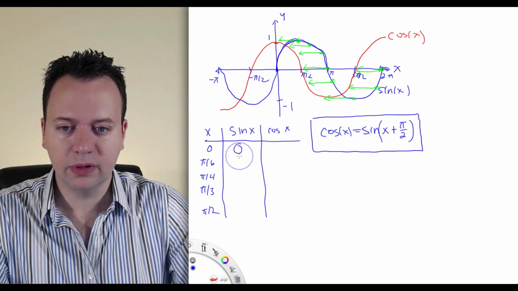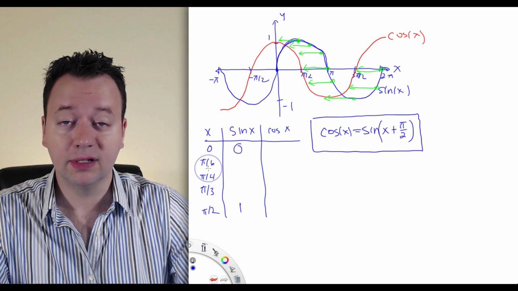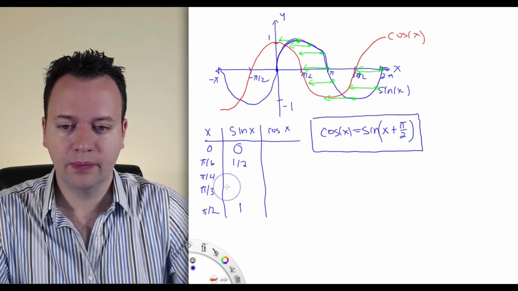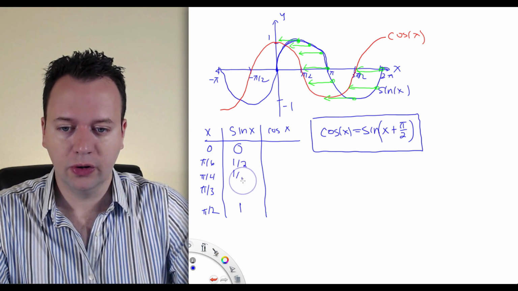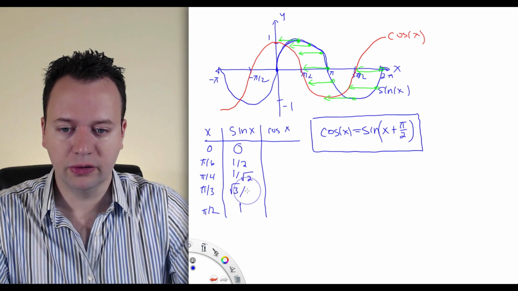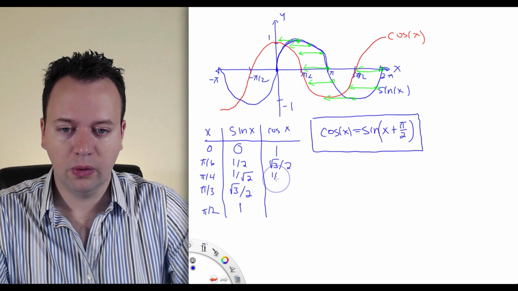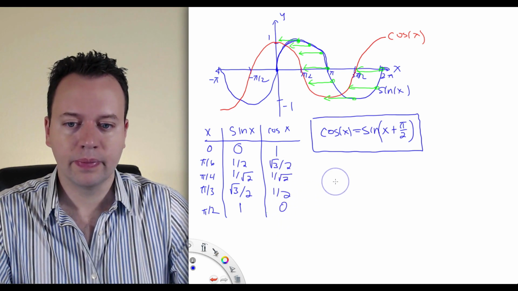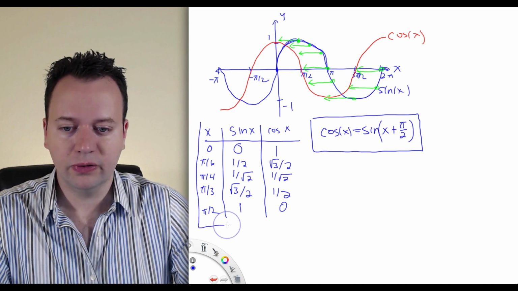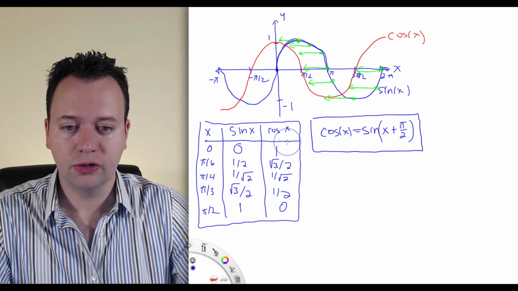So sine of 0 is 0, and sine of pi over 2 is 1. In between, we have sine of pi over 6, which is 1 over 2, sine of pi over 4, which is 1 over the square root of 2, and sine of pi over 3, which is the square root of 3 over 2. And then cosine goes in the opposite way. It starts at 1, and then we have the square root of 3 over 2, 1 over the square root of 2, 1 over 2, and 0. So these are some basic outputs of sine and cosine for some common angles that you should learn and memorize.